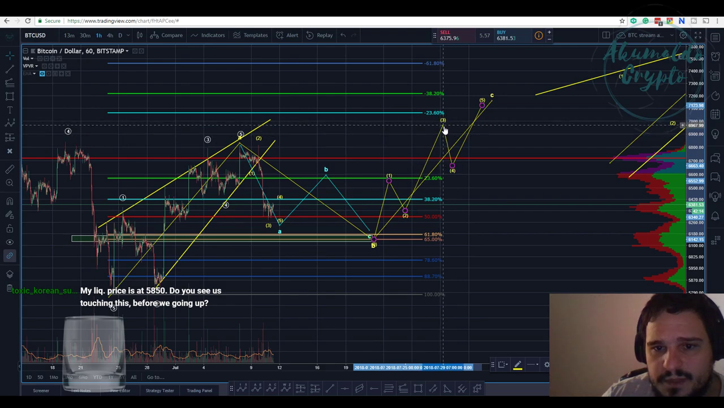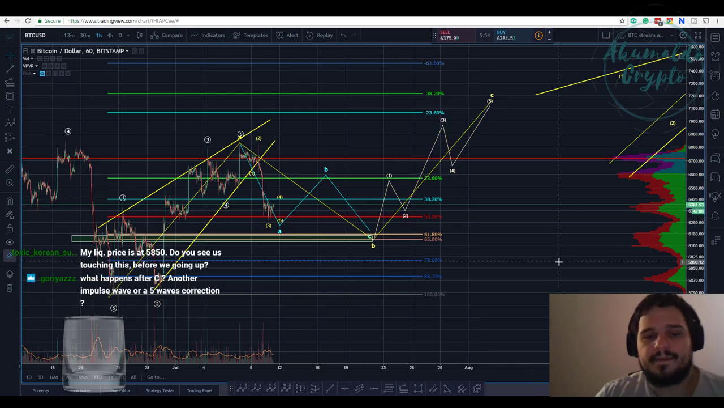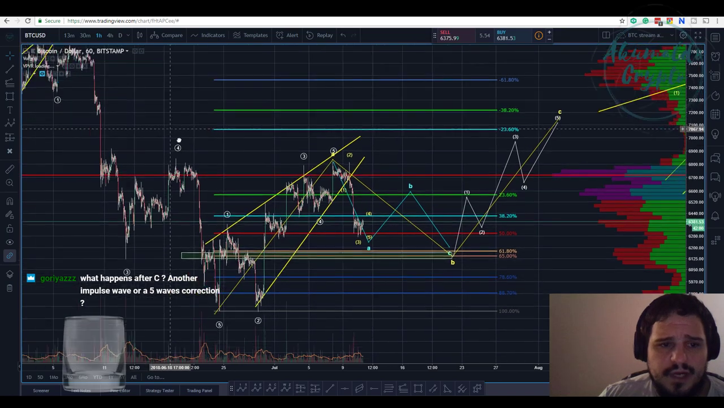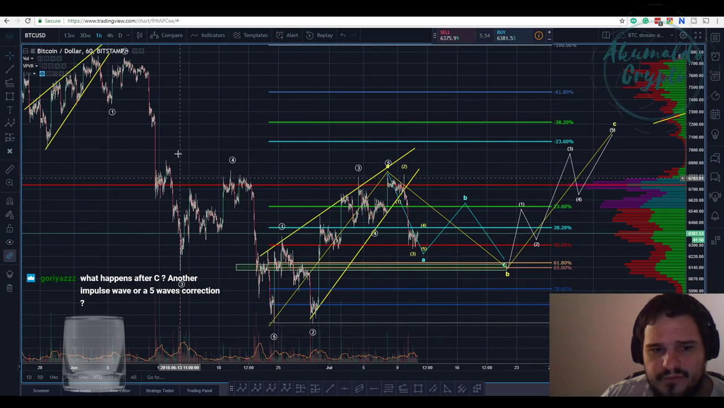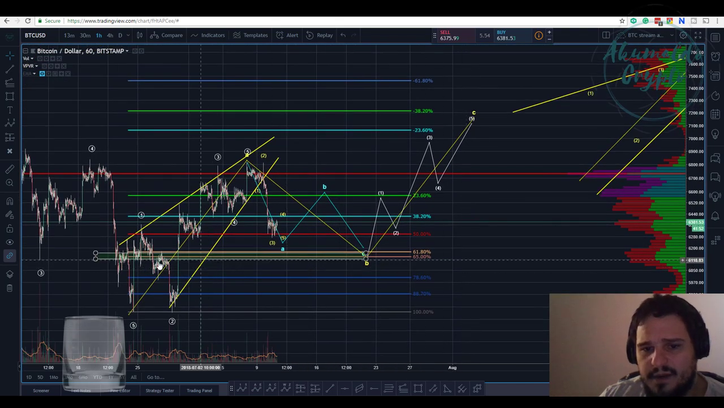Okay, this would be the structure. Let me put the different color. White is good. Okay, this would be the whole structure if this flat corrective pattern is correct, okay? We are correcting this impulse down here, 5 waves down. We are correcting it in a flat pattern, okay?